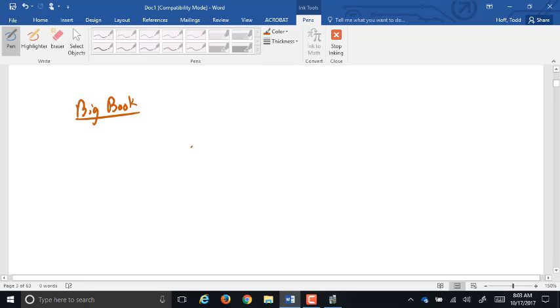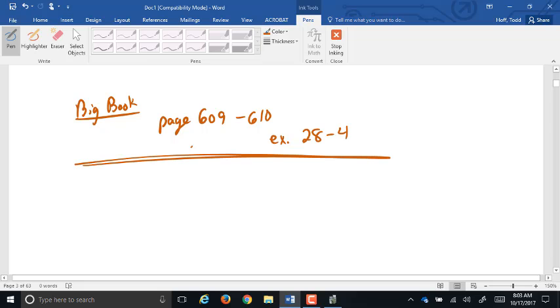In the big book, page 609 through 610, exercise 28-4.